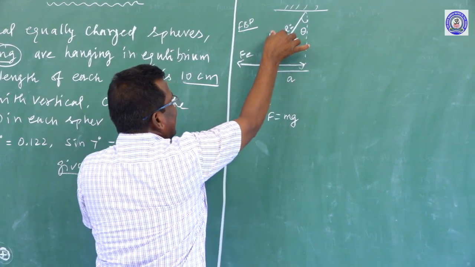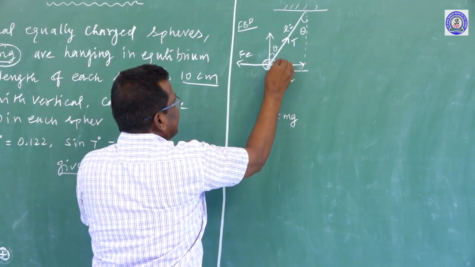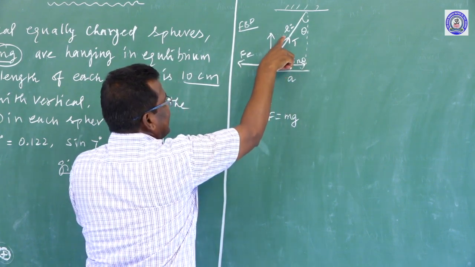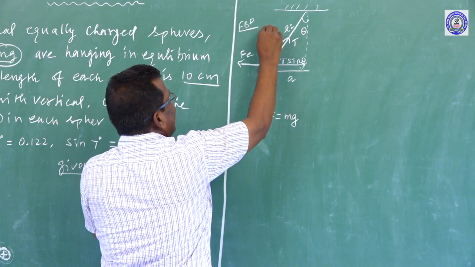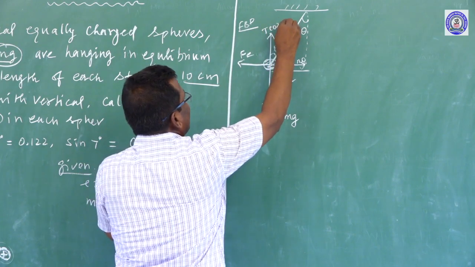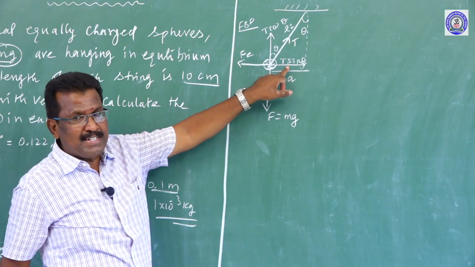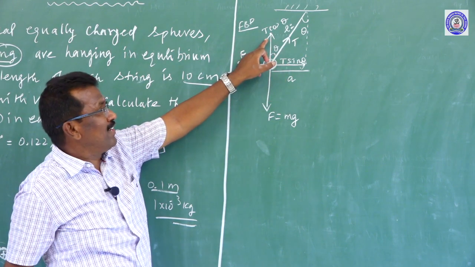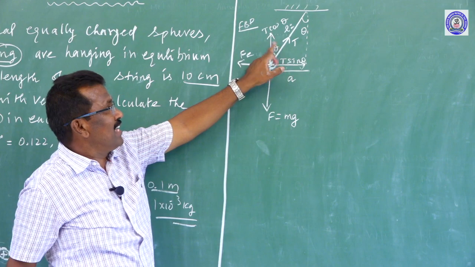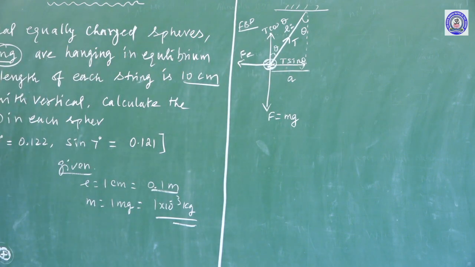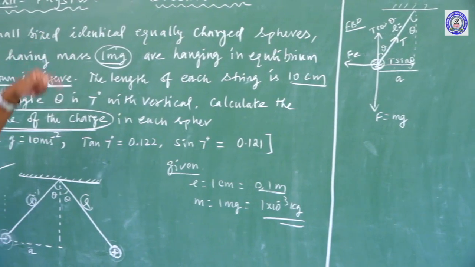That is the sine angle. This is also sine, so it is T sine theta. This is opposite, and this is adjacent, so it is T cos theta. So the horizontal component is T sine theta, and the vertical component is T cos theta. So the tension has been resolved into two components, one along the x axis and another along the y axis.